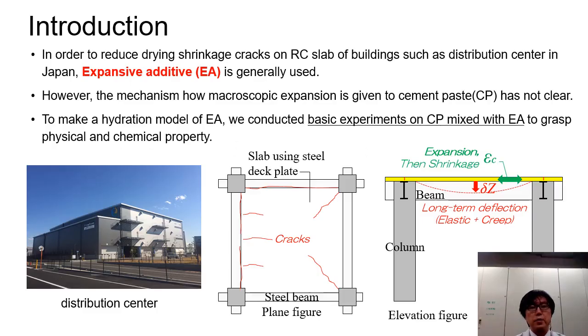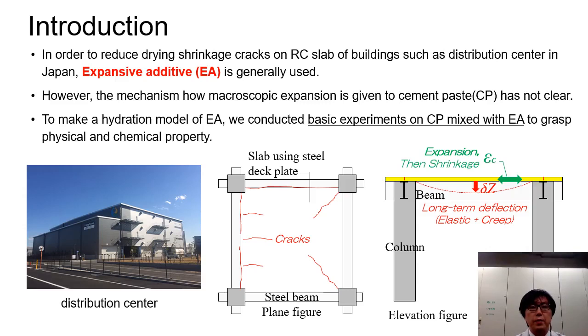In order to reduce drying shrinkage cracks on RC slab or buildings such as distribution center or warehouse in Japan, expansive additive is generally used. However, the mechanism of how macroscopic expansion is given to cement paste has not been clarified. To solve the problem, we try to elucidate the mechanism and make a hydration model of expansive additive.